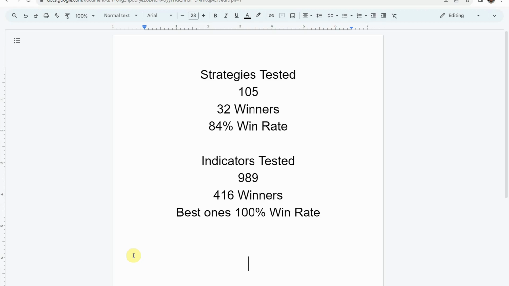We've also tested a total of 989 indicators, with 416 of them being winners. The best ones so far were able to achieve a 100% win rate. Now you need to go back and watch those videos to understand the context of how they were able to achieve that. So go back and watch those videos and see what you can get out of those winning indicators. Now keep in mind that we test most of these indicators and strategies on the Forex and crypto market, but they can be applied to just about any market and time frame universally.